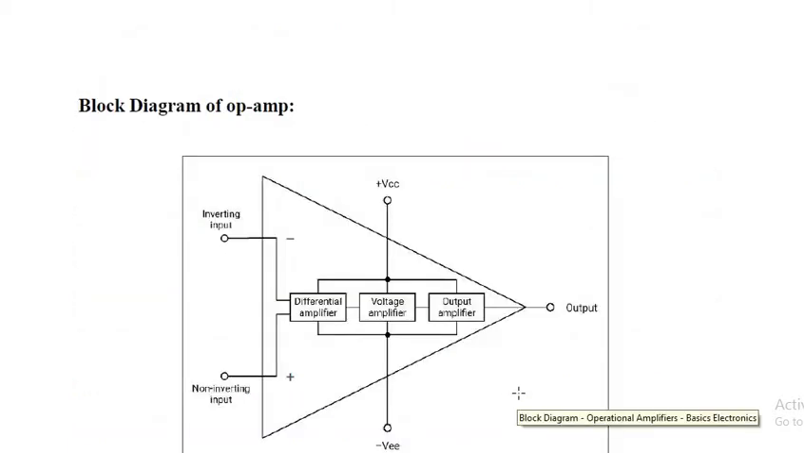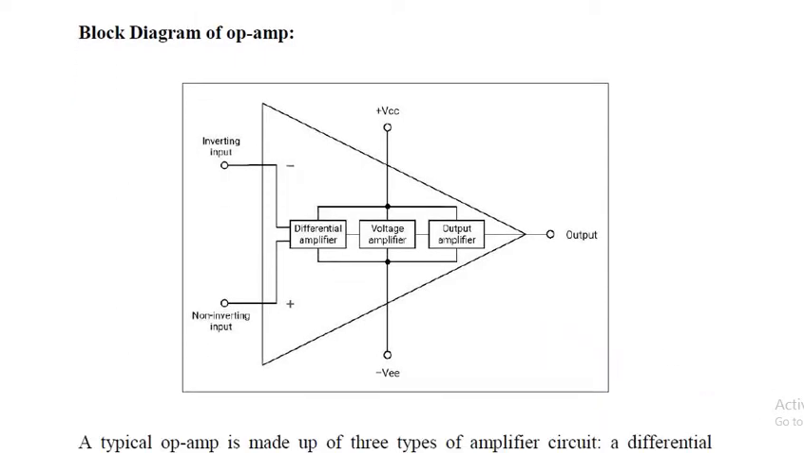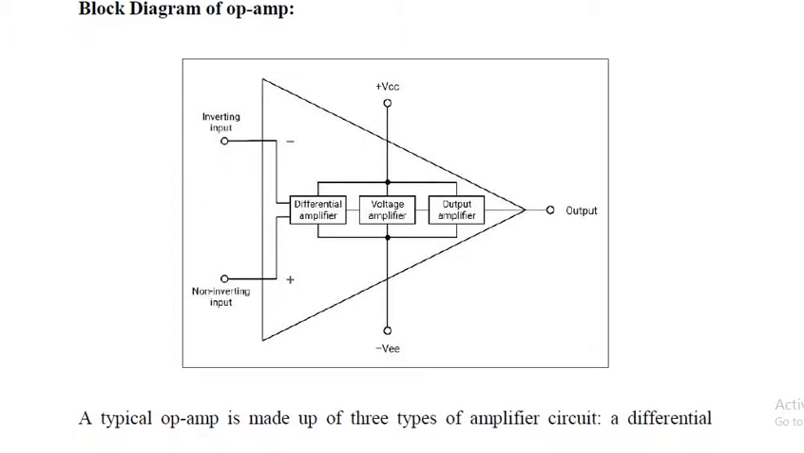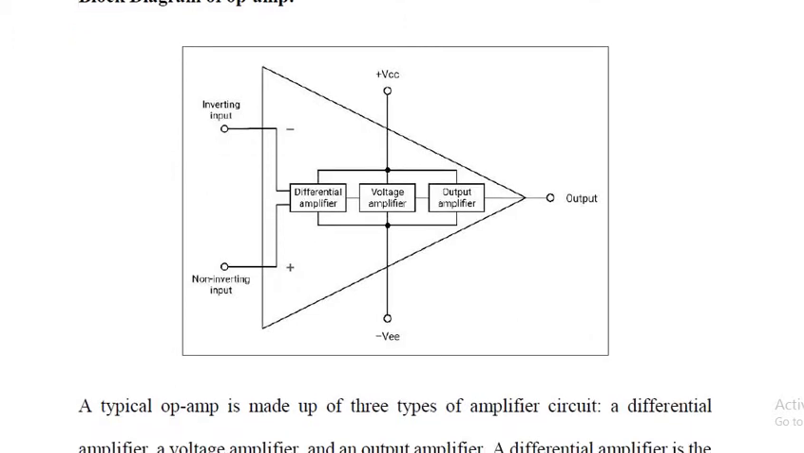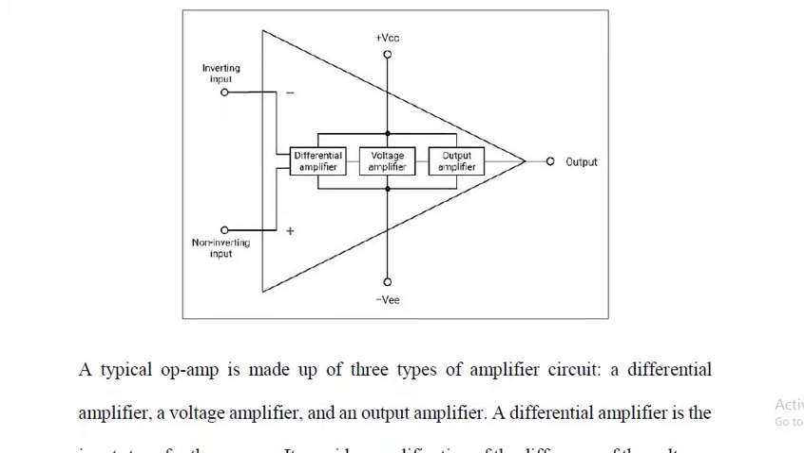Now, block diagram of OpAmp. OpAmp is nothing but operational amplifier. Here you can see the block diagram of OpAmp with the two inputs, differential amplifier, voltage amplifier, output amplifier, an output, and two power supplies. A typical OpAmp is made up of three types of amplifier circuit. They are differential amplifier, voltage amplifier, and an output amplifier.